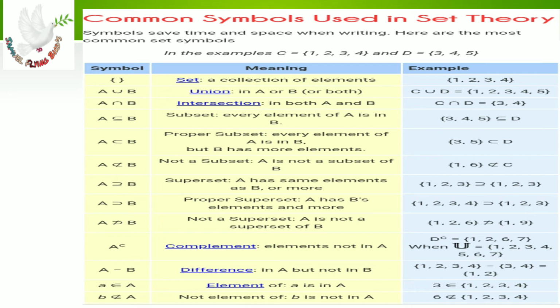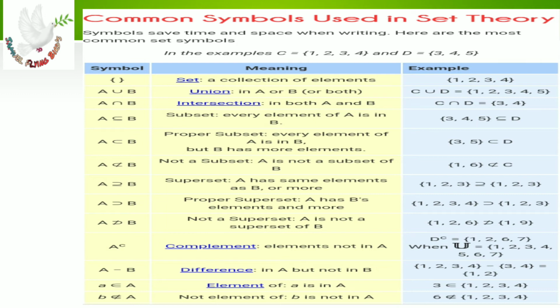A not a subset of B means A is not a subset of B. For example, {1, 6} is not a subset of C. A superset B: a superset means A has the same elements as B or more. For example, {1, 2, 3} is a superset of {1, 2, 3}. Both the sets are similar.